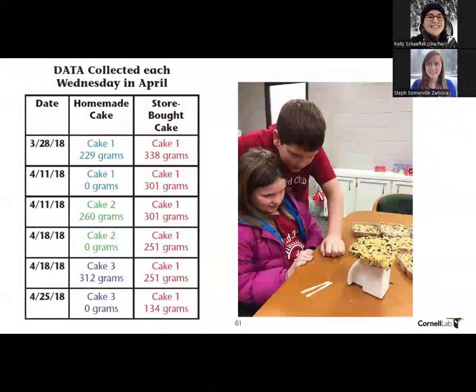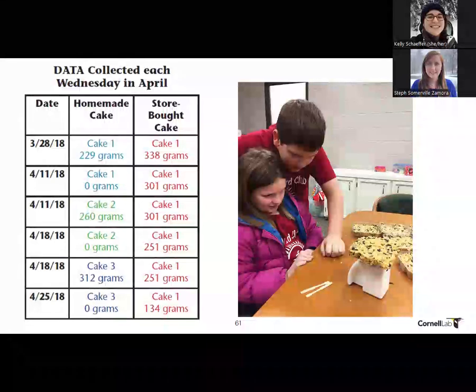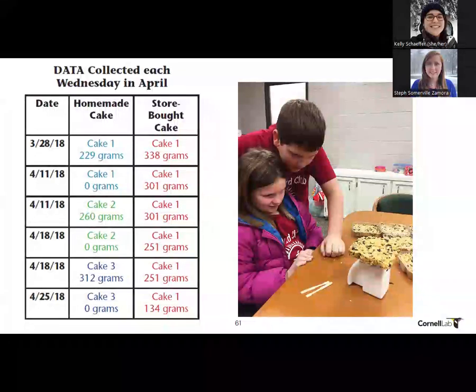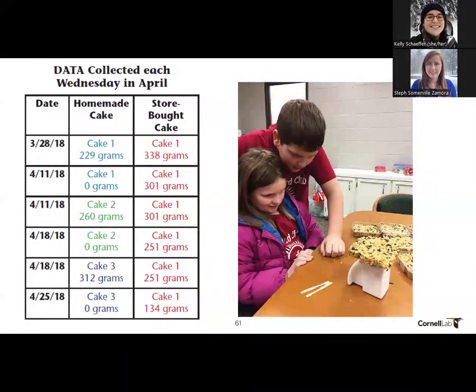So they didn't even have to know birds to identify them. They were just looking at the amount of food eaten as a way to measure the preference for different store-bought or homemade suet cakes. And as you can see here, the homemade cake went through 3 different cakes. So they found that their homemade cake was vastly preferred by their local birds versus the store-bought cake.